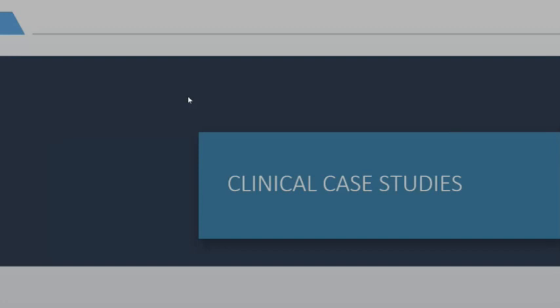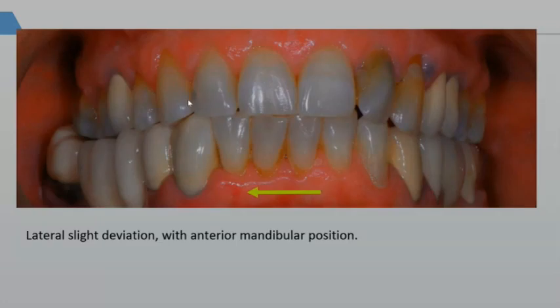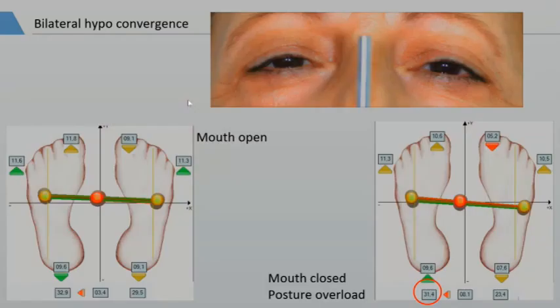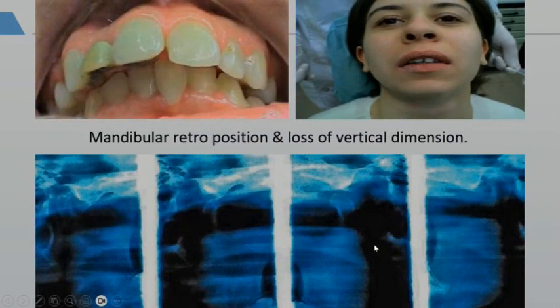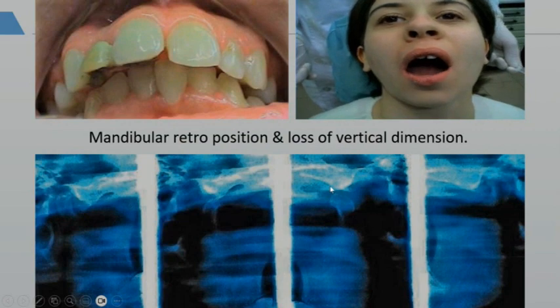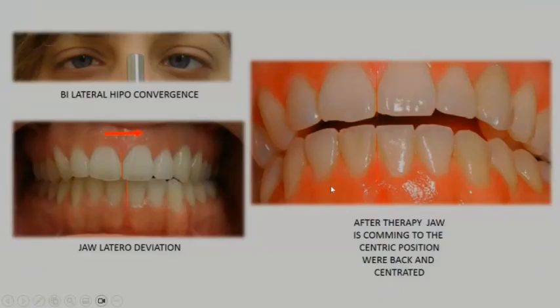We see some clinical cases. Lateral deviation creating overload and hypoconvergence. Overload in the posture and hypoconvergence. TMJ compressions, and in this case, is destroying the disc. TMJs and posture also. Hypoconvergence, jaw position.